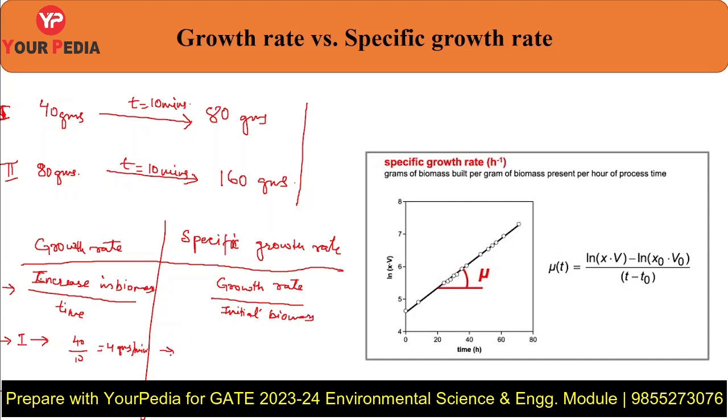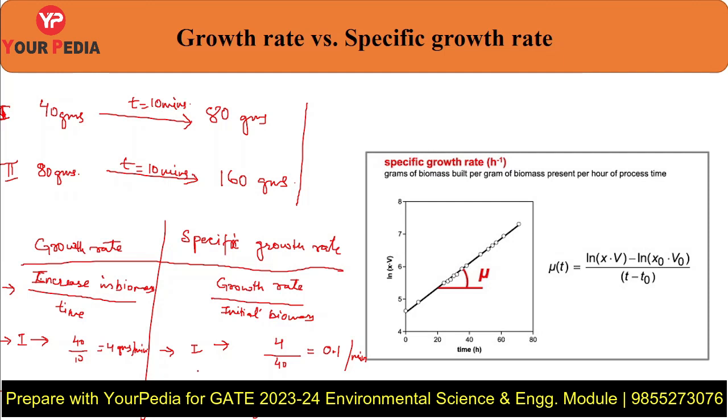So for case 1, what was the growth rate? 4 grams. And how much was the initial biomass? 40. It comes out to be 0.1 per minute. Right? And for case 2, what is it? It is 8 divided by, what is the initial biomass? 80. It again comes out to be 0.1 per minute.